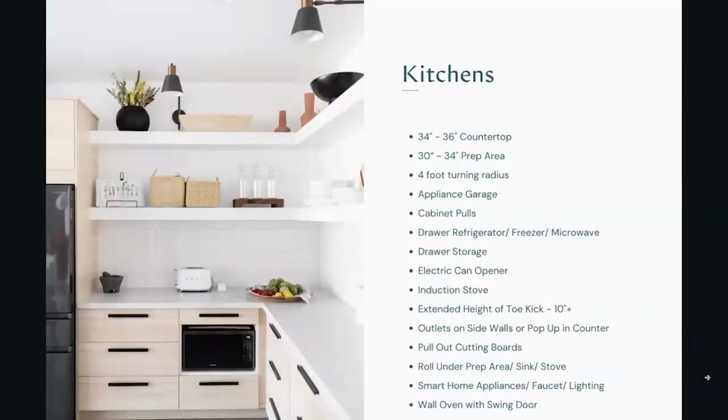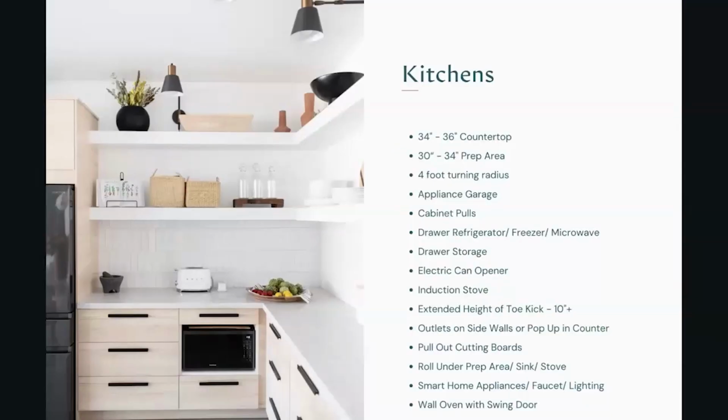Okay. Moving on to our last room, kitchens. As far as kitchens, we're going to have some of the same requirements and features from bathrooms. One of those being a countertop. So your main countertop area, we find a lot of people can manage with the 34 to 36 inch height if we have a lowered prep area.